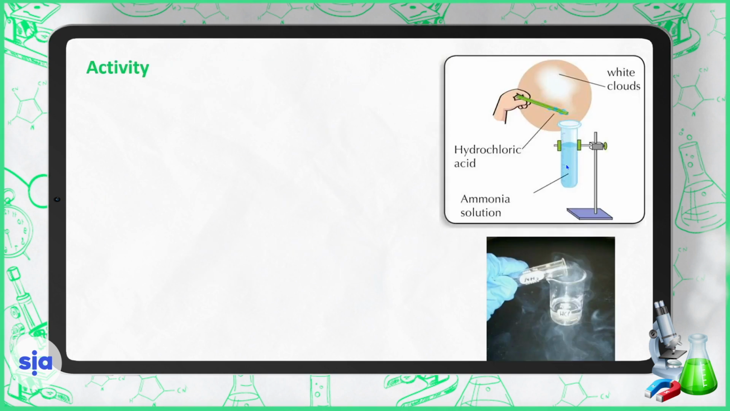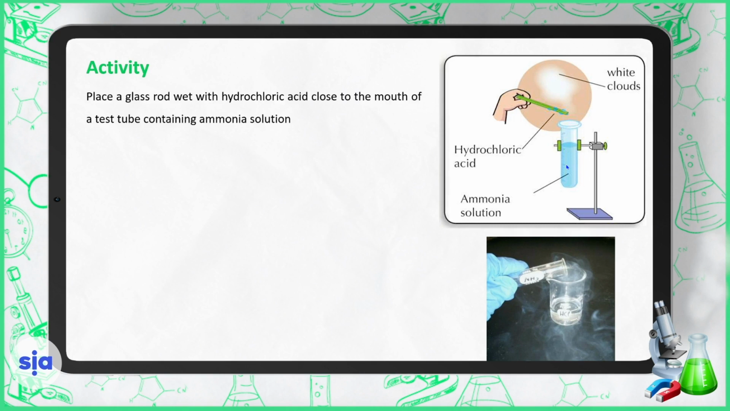Let's watch this activity. If you place a glass rod wet with concentrated hydrochloric acid close to the mouth of a test tube containing ammonia solution, you will find white clouds of ammonium chloride forming. Look at this. This is the white cloud of ammonium chloride formed due to the reaction of ammonia solution with concentrated hydrochloric acid.